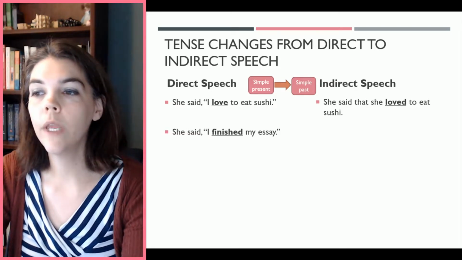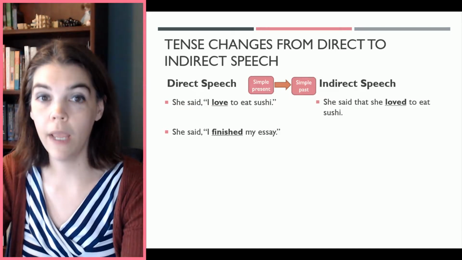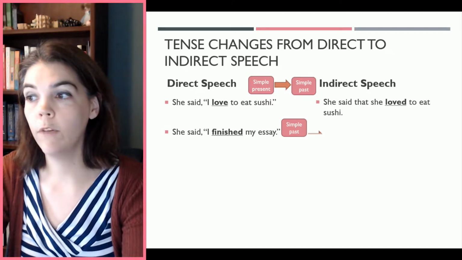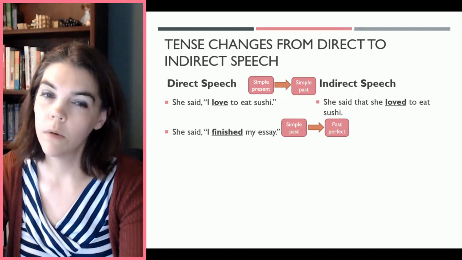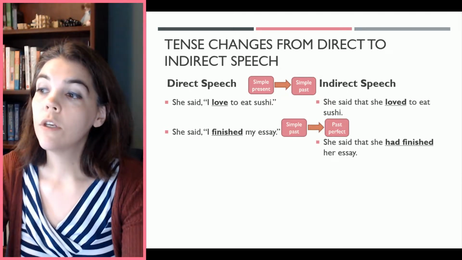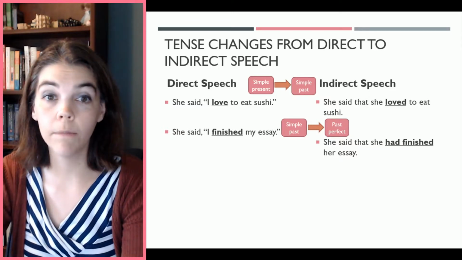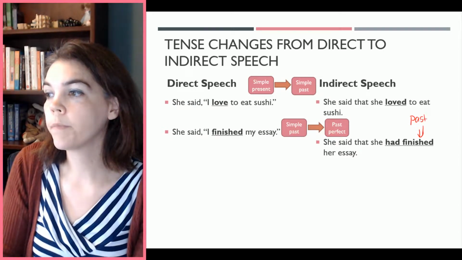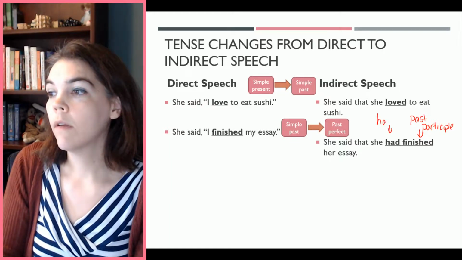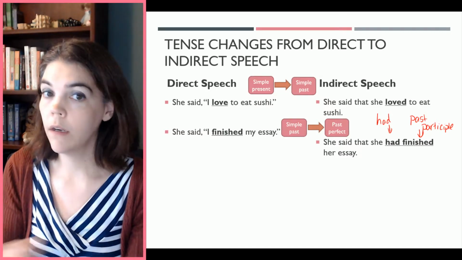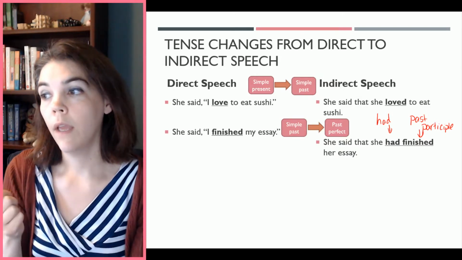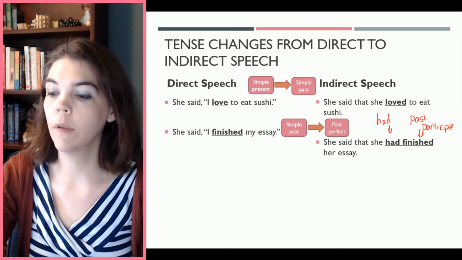What happens when it's she said, I finished my essay? So the verb here is simple past. Well, in indirect reported speech, it becomes past perfect. What does that look like? Looks like this. She said that she had finished her essay. All right, so past perfect has a past participle and it has had. Always had. Not has, not have, because that's present perfect. Okay, so past perfect has the word had and a past participle.